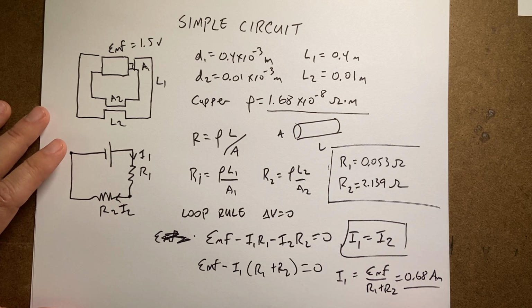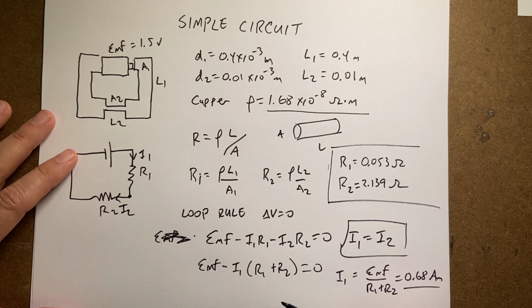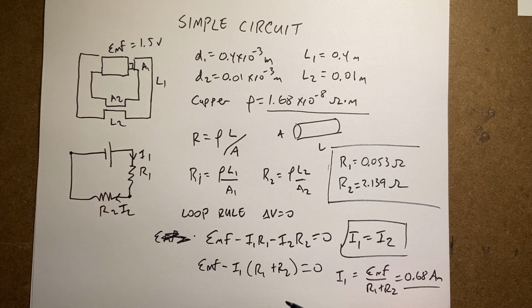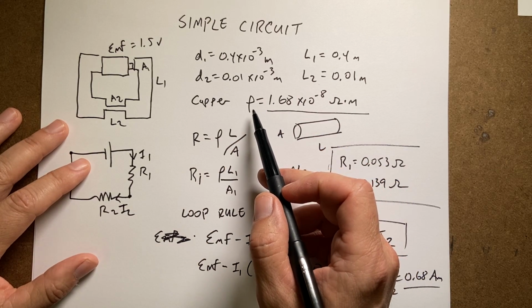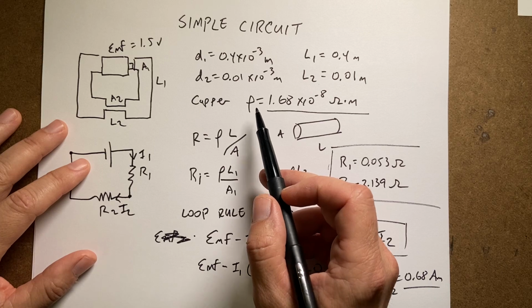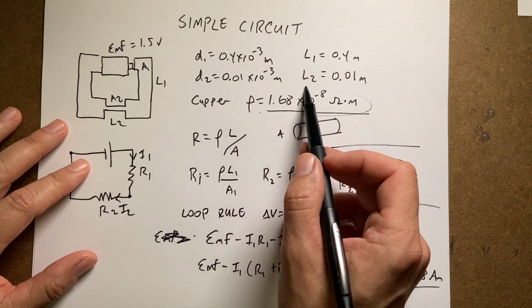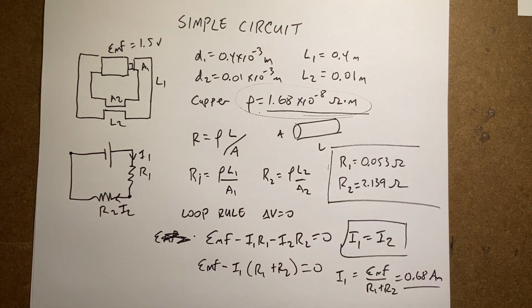Now, if you look at the previous problem, I did this and I got 0.7 amps. And the difference is that before I had electron mobility and charge carrier density, and it wasn't exactly the same as this. So it's just slightly different values, but close to the same answer.